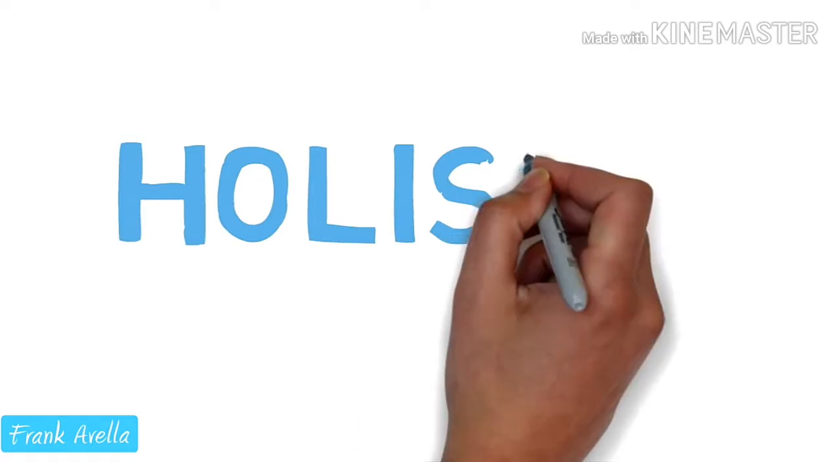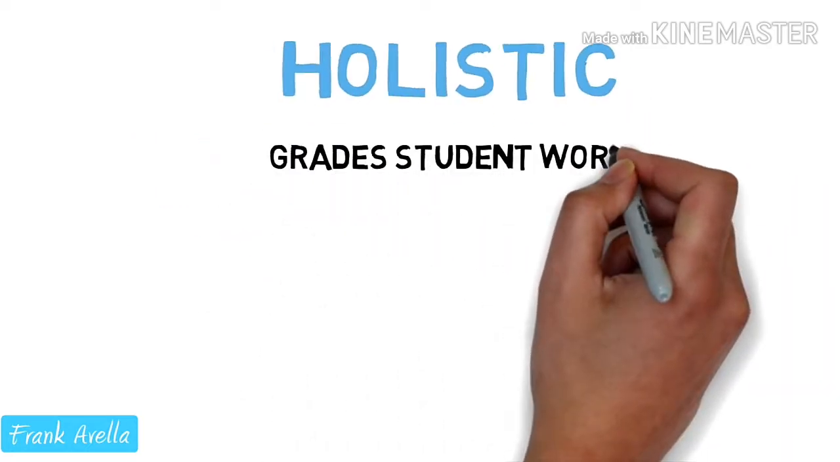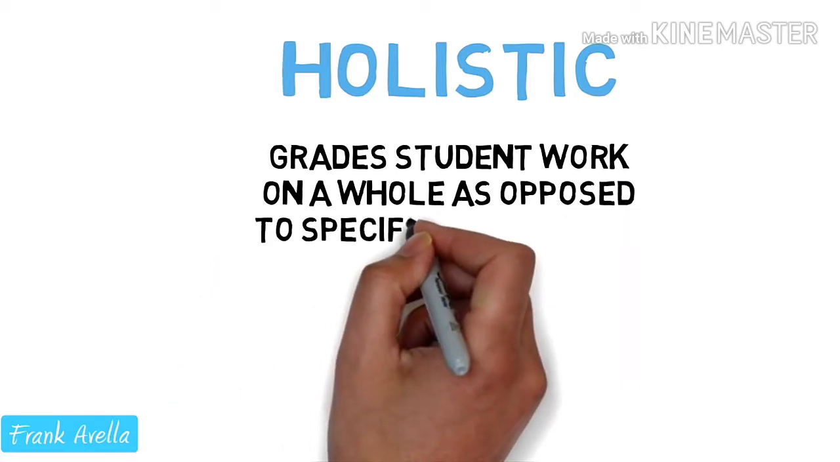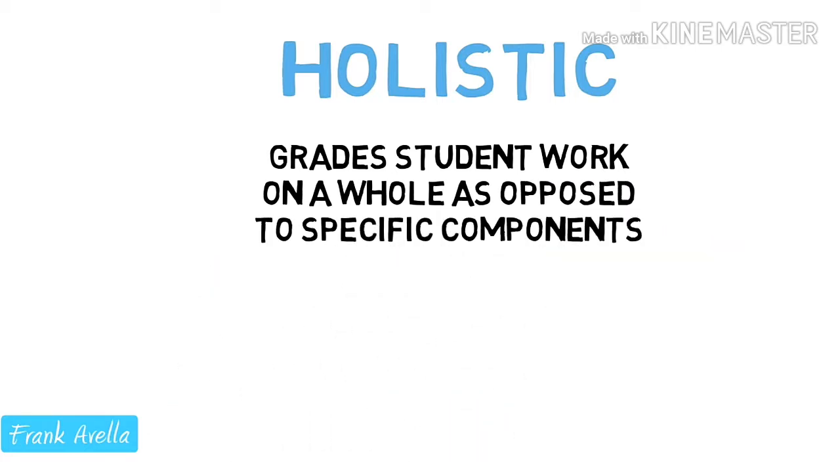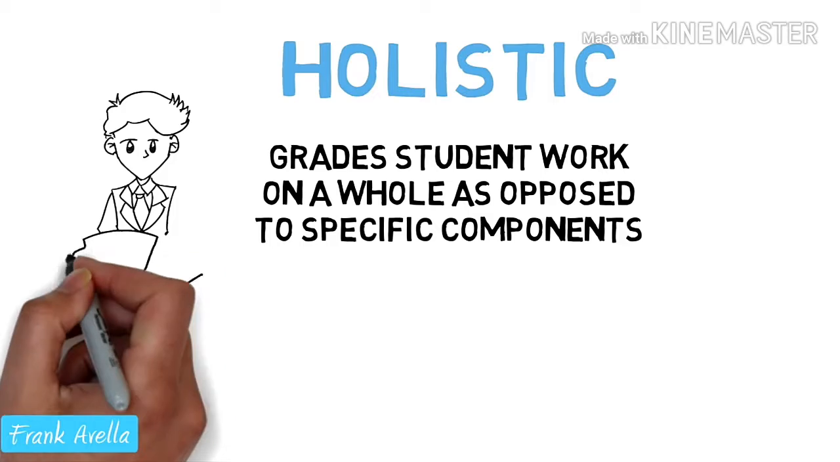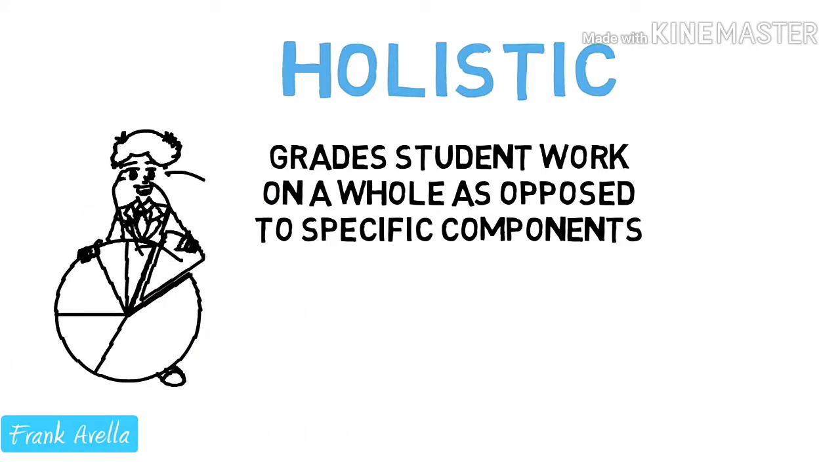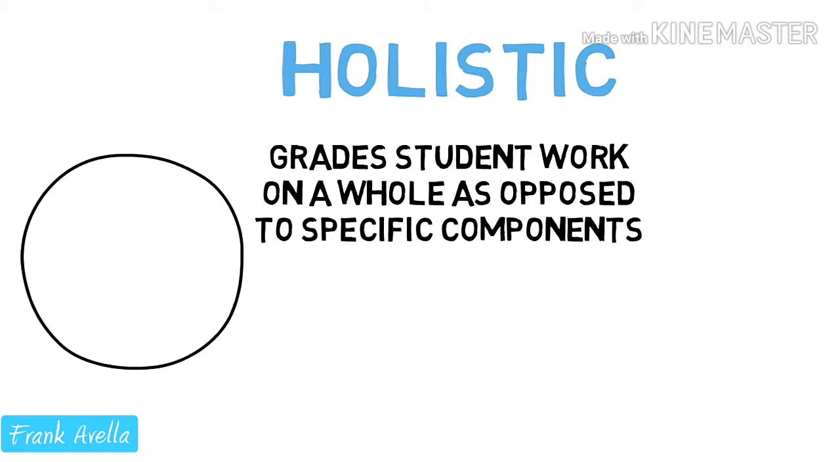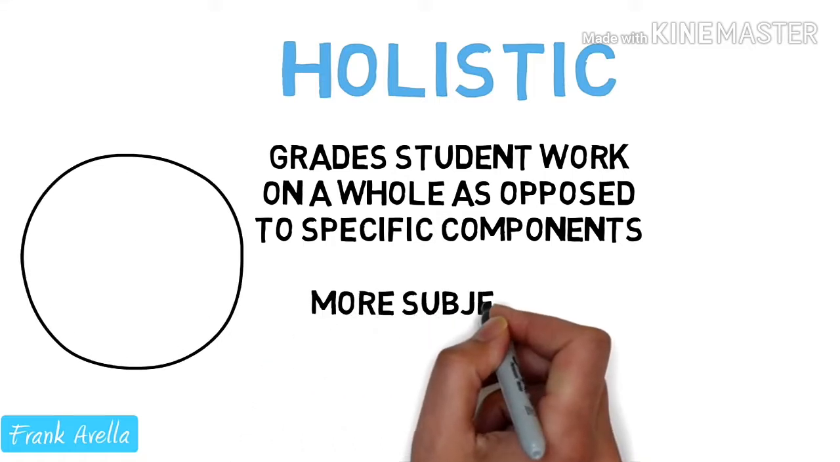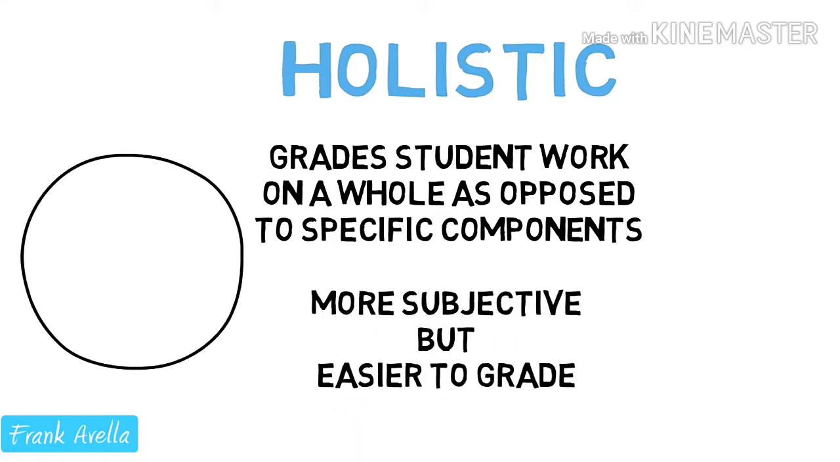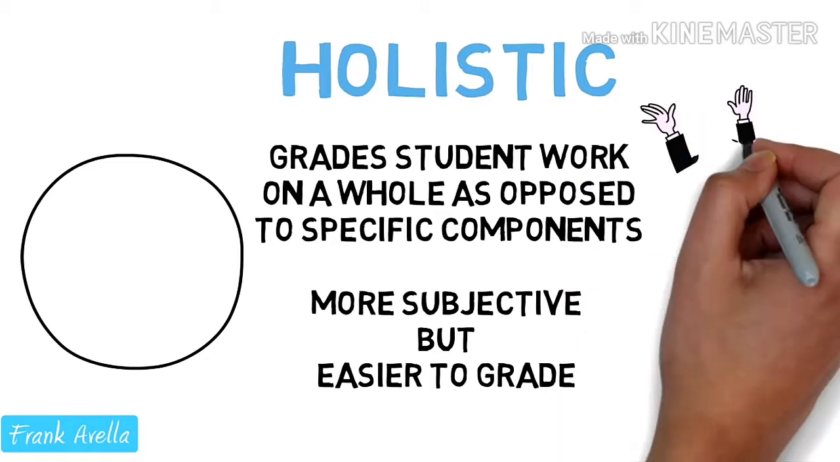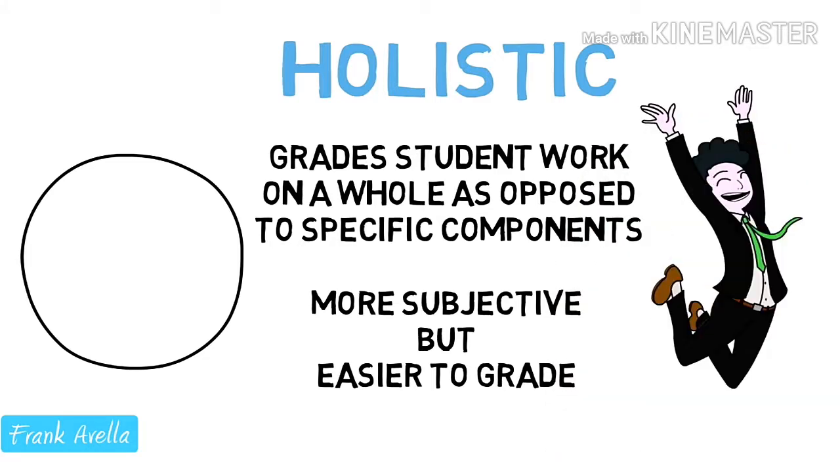The second type of rubric is the holistic rubric. Holistic rubrics grade student work based on a whole as opposed to specific components, whereas analytic rubrics break down assessments into different parts with details. So holistic rubrics, on the other hand, sort of make judgments from afar. Holistic rubrics may be more subjective, but are definitely easier to grade for the teachers.